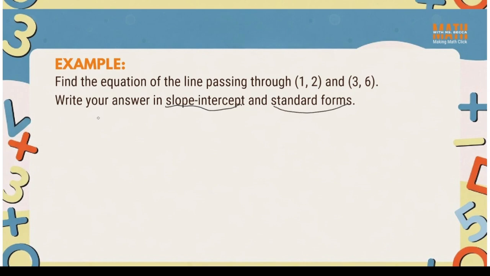So let's start. So we have the first point. So this means this is x1 and this is y1. This is x2 and this is y2. So now let's find the slope. The slope will be y2 minus y1. That will be 6 minus 2 over x2 minus x1. That will be 3 minus 1. And this gives 4 over 2, right? And this gives 2. So the slope is 2.